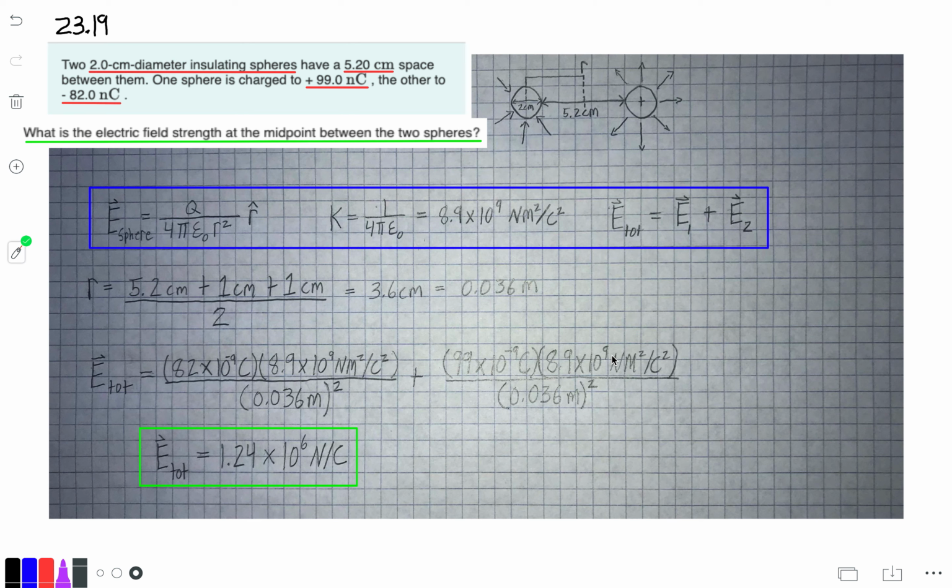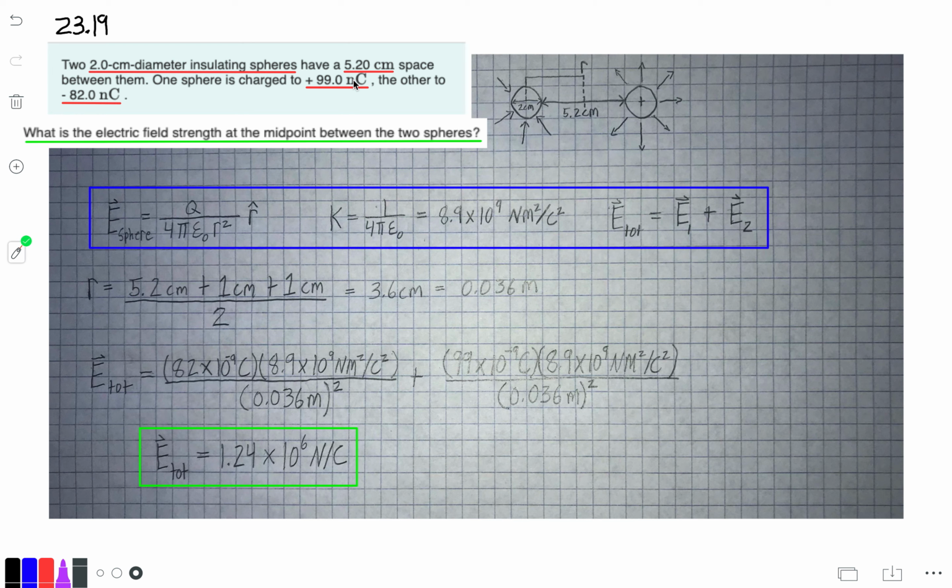Hello everyone. Today we're going to talk about Physics 253, Week 3, problem number 23.19. In this problem, we are asked to calculate the electric field strength between two charged spheres. As you can see in the diagram I've drawn out here, I'm using the data that were given in the problem to set up this problem.